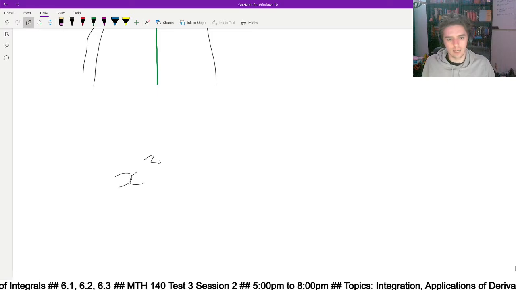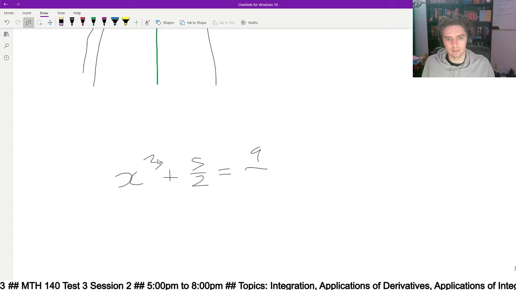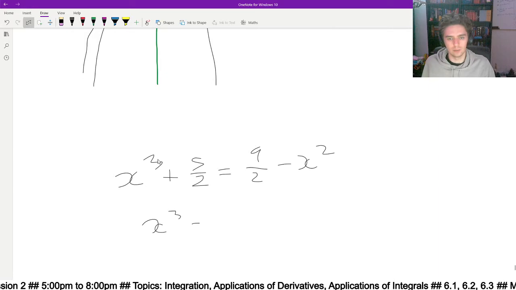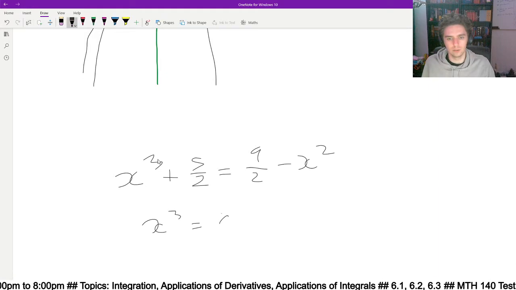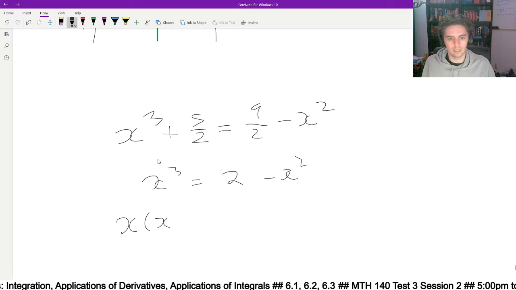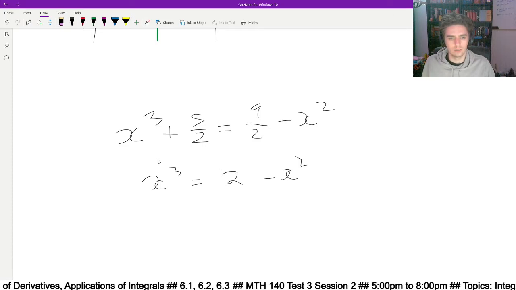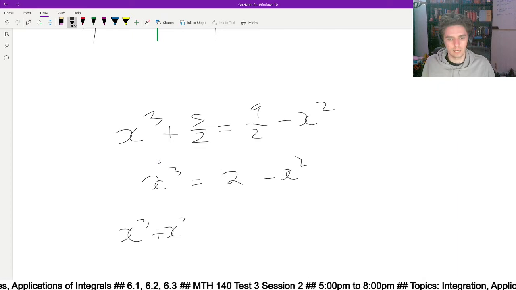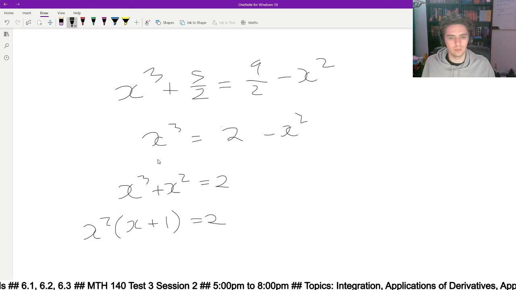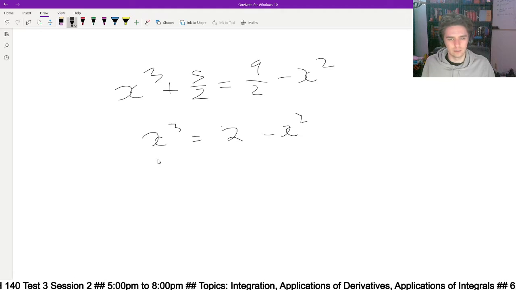So where does x cubed plus 5/2 equal 9/2 minus x squared? Okay, so I can say x cubed equals 2 minus x squared. Oh no, sorry. X cubed plus x squared equals 2. Oh, no, I don't want it equal to 2. Sorry. Making mistakes.